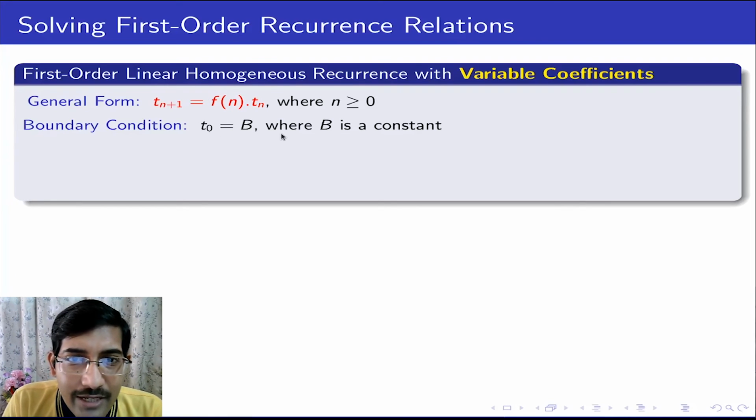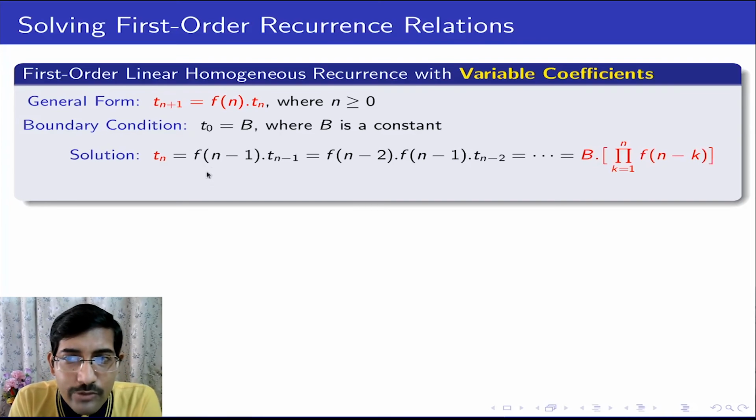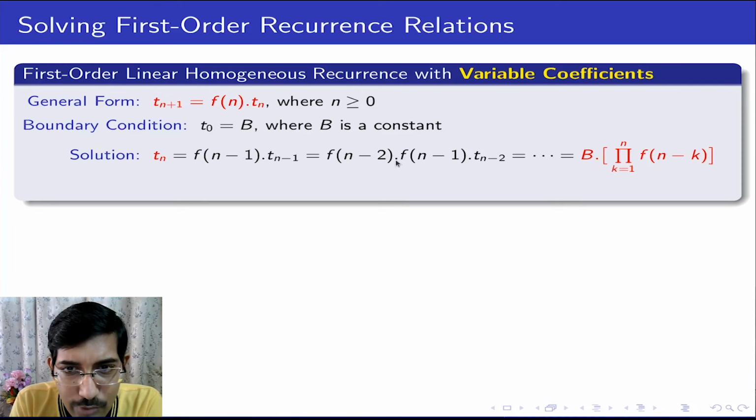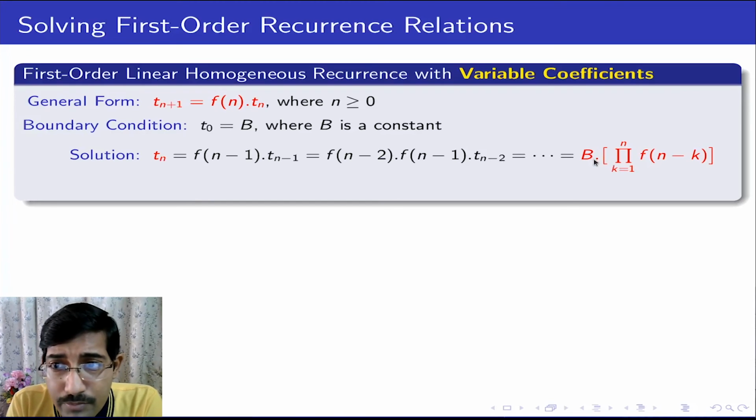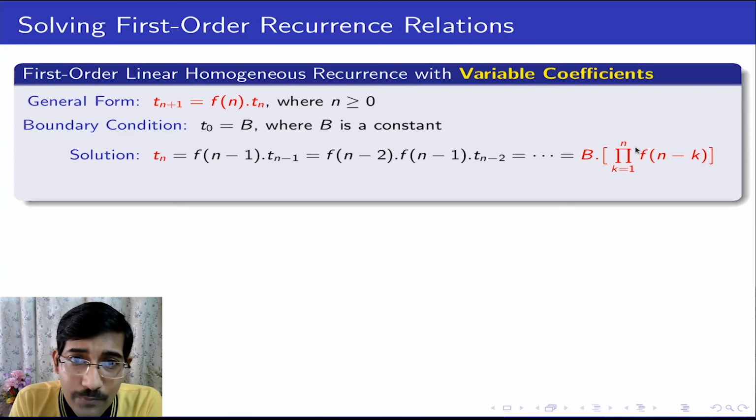So how do we do it? Again, if we go by the form of expansion, Tn will be fn minus 1 into Tn minus 1. Now Tn minus 1 will be fn minus 2 into Tn minus 2. This will go on, and you will reach till T0, which is b. It will be b into all the multiplications starting from n minus 1 up to 0, because you have to reach T0, where T1 equals f0 T0. So it will be f0 into f1 into f2 up to fn minus 1 into b. So that is the product form.